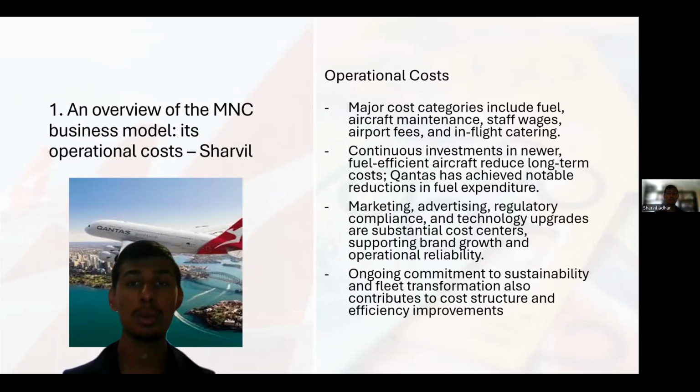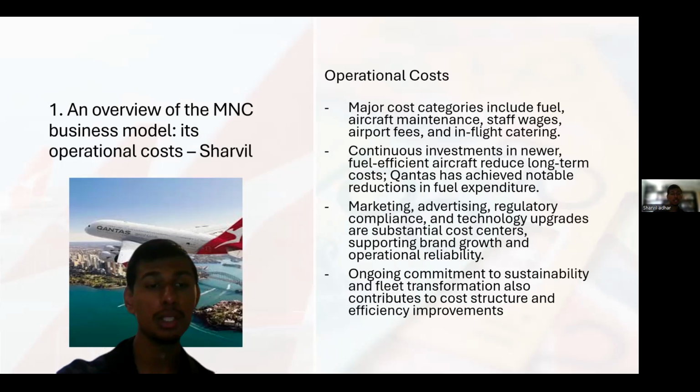So next is Qantas's operational costs. Qantas manages a wide range of operational costs that are essential to maintaining a high service standard. Most of its expenses include fuel, aircraft maintenance, staff wages, airport fees, and in-flight catering. The airline continues to invest in modern, fuel-efficient aircraft and fuel reduction, which we'll go into further in this presentation.